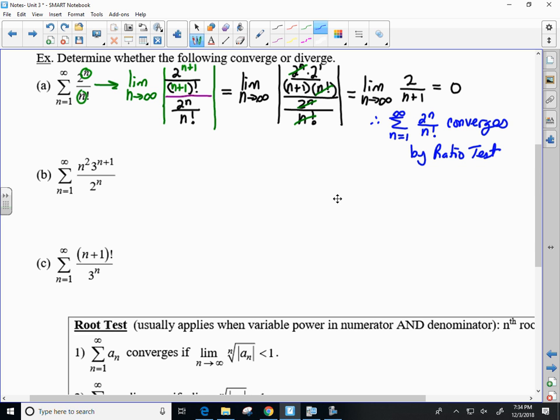All right, so a little bit more involved in this. It means if it gives you a 1, then it means it's inconclusive. So as long as it's not 1.